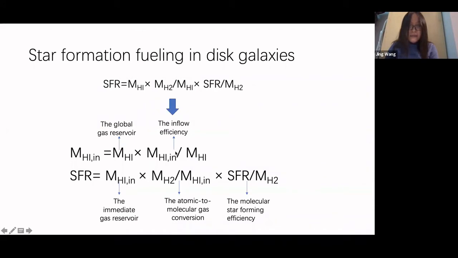We quantify the inner H1 over the total H1 as a ratio that describes the inflow efficiency. And then the star formation rate is directly related to the inner H1, the immediate gas reservoir. And then we should care about the conversion efficiency of the inner H1 to molecular, instead of the total H1 to the molecular. And in this work, I'm going to focus on these three quantities: total H1, inner H1, and the conversion of inner H1 to the molecular.